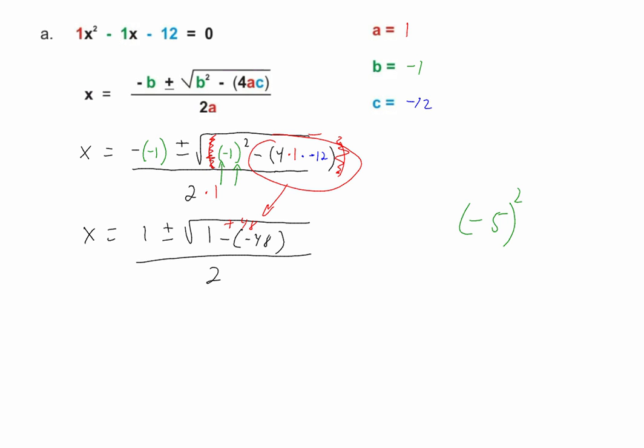All right, so just to be clear, here's where we're at. 1 plus or minus the square root of 49 divided by 2. Do you agree? Because minus a -48 is a plus 48, or if you do -4 times 1 times -12 is a positive 48. Okay, obviously, can we simplify the radical? I hope you're saying yes. What is the square root of 49? 7. Yes.